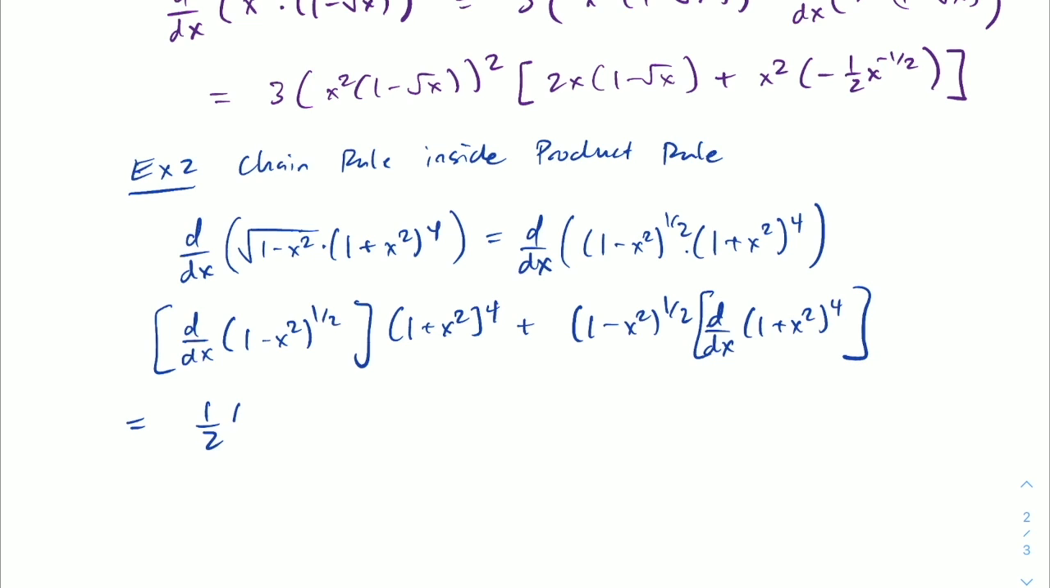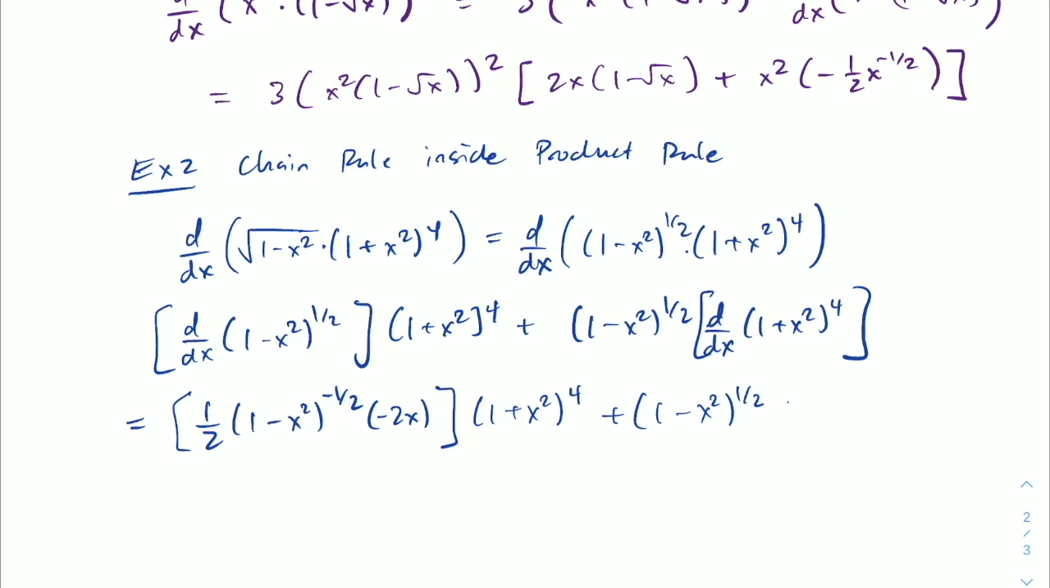So the 1/2 comes down. We get 1 minus x squared to the negative 1/2. And then by the chain rule, the derivative of 1 minus x squared is negative 2x. And then when we're taking the derivative of the second part, we'll get 1 plus x squared cubed times the derivative of the inside of that, which is just 2x. And we're done with that problem. Let's do another one.